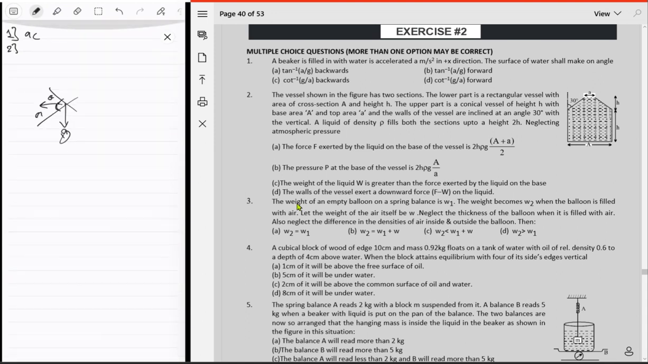Second. The vessel shown in the figure has two sections. The lower part is a rectangular vessel with an area of cross section A. The upper part is a conical vessel of height h with base area A and top area a. The angle is 30 degrees, that's given in the figure. The force F exerted by the liquid on the base of the vessel is. So this is a rectangular vessel, right? The upper part is a conical vessel.